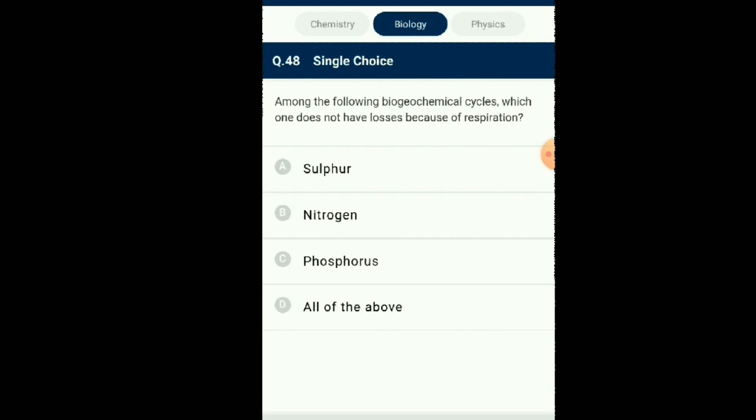The waste products and dead organisms are decomposed by phosphate solubilizing bacteria. So the answer for this question is option D.